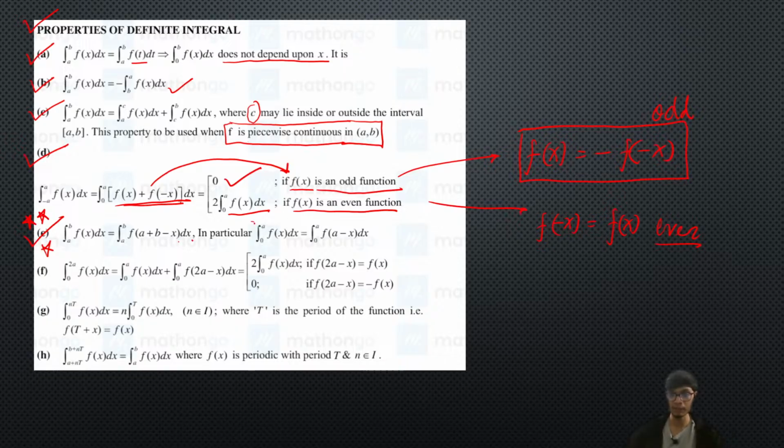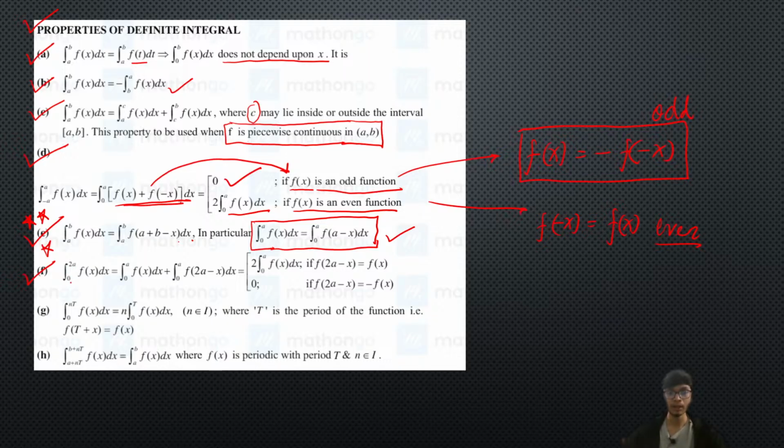So in particular, if we are having 0 to a, then this can be shortenedly also written as f of a minus x for the integrand part. Alright, so this is a very crucial and very important property. I hope you remember this part. The next property we talk about is basically splitting the limits.